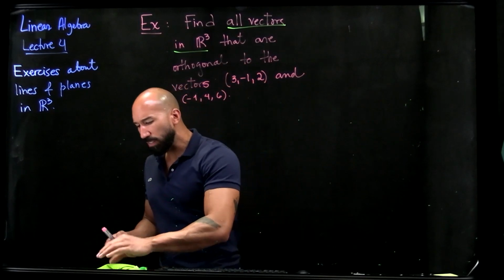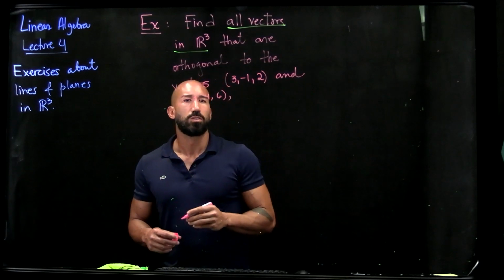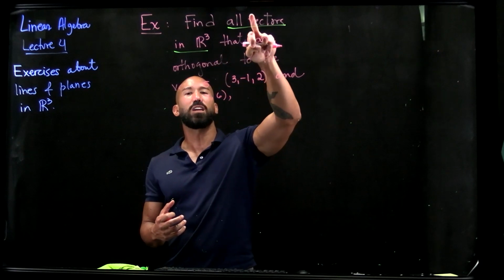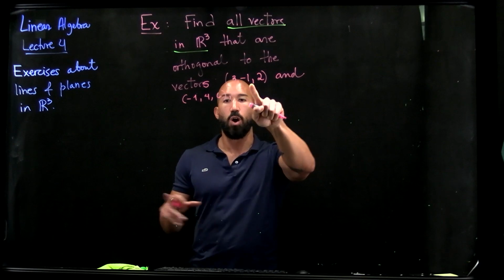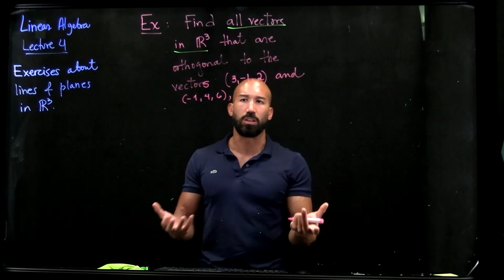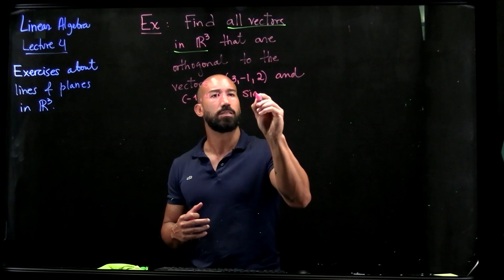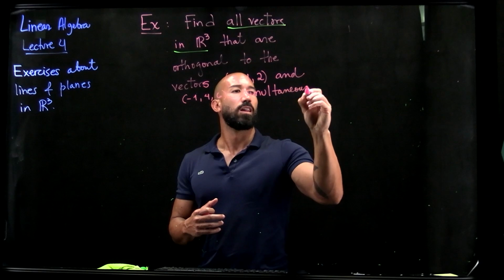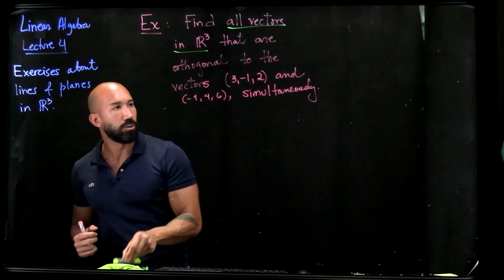So just to make emphasis, because maybe at this point it's worthy to make some emphasis here. We are not looking for vectors that are either orthogonal to this one or to this one. We want vectors that are simultaneously orthogonal to these two vectors. Okay, so I'm going to write that here, just to make it clear.